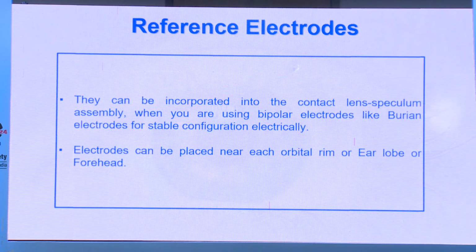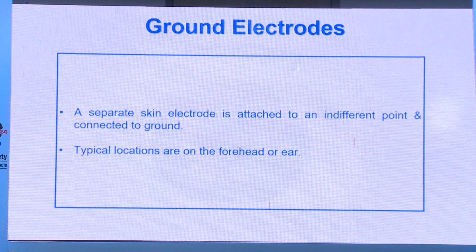Then, after the active electrode, we have the reference electrode. They are incorporated into the contact lens speculum assembly when one uses a bipolar electrode like Burian, or electrodes for a stable configuration electrically. Now, electrodes can be placed near the orbital rim, earlobe, or forehead. The third type of electrode is the ground electrode, where a separate skin electrode is attached to an indifferent point and connected to the ground. The typical locations for placement of the ground electrode are the forehead or ears.